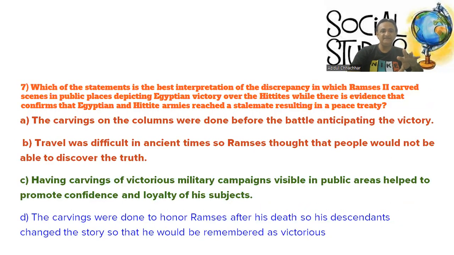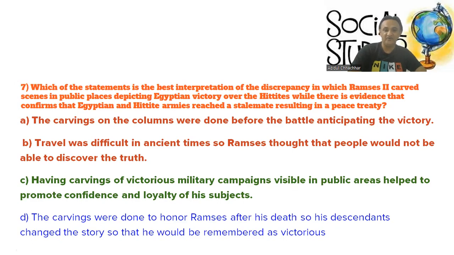Which of the statements is the best interpretation of the discrepancy in which Ramesses II carved scenes in public places depicting Egyptian victory over the Hittites, while there is evidence that confirms that the Egyptian and Hittite armies reached a stalemate? The answer is: having carvings of the victorious military campaigns visible in public areas helped to promote confidence and loyalty of his subjects.